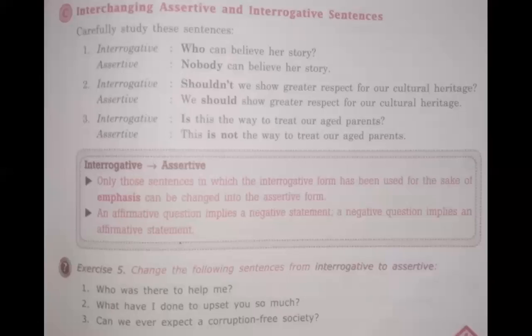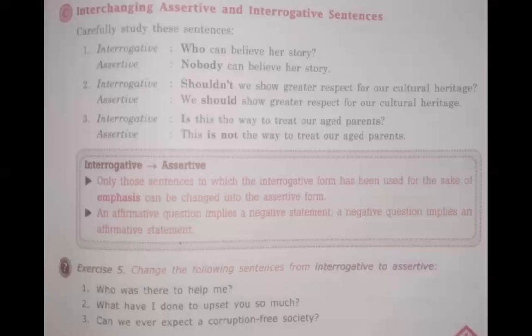Who can believe her story? Who can believe her story means there is a doubt that nobody can believe her story. It refers to the same point, like nobody can believe her story. So that is the question and this is the assertive sentence. Now the next sentence.